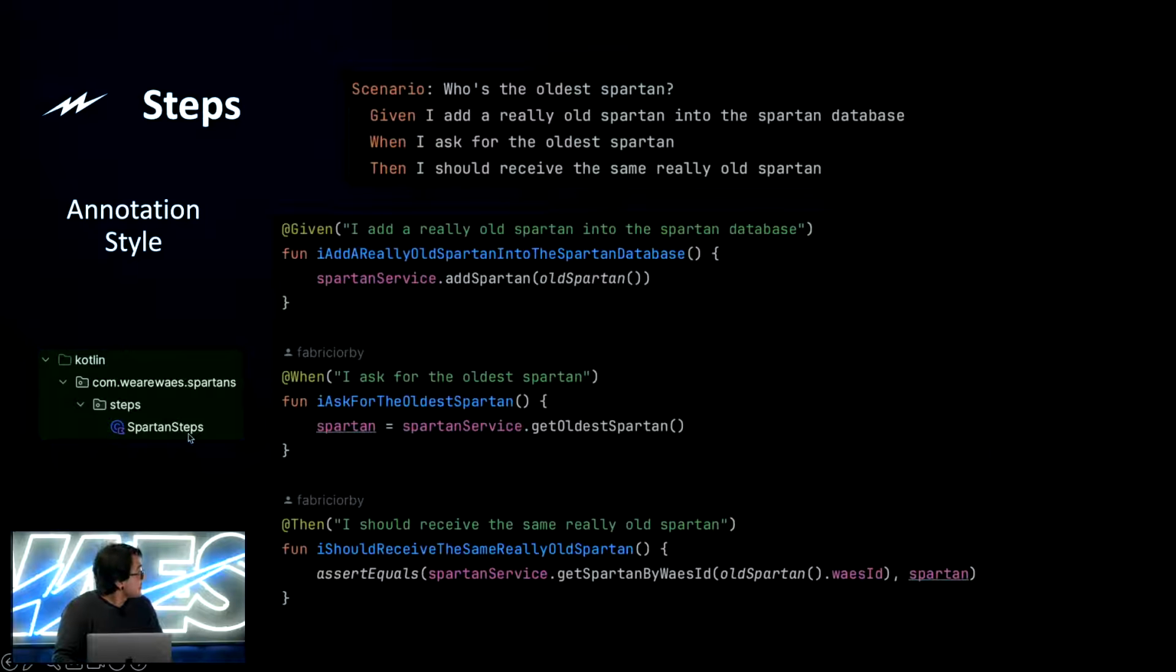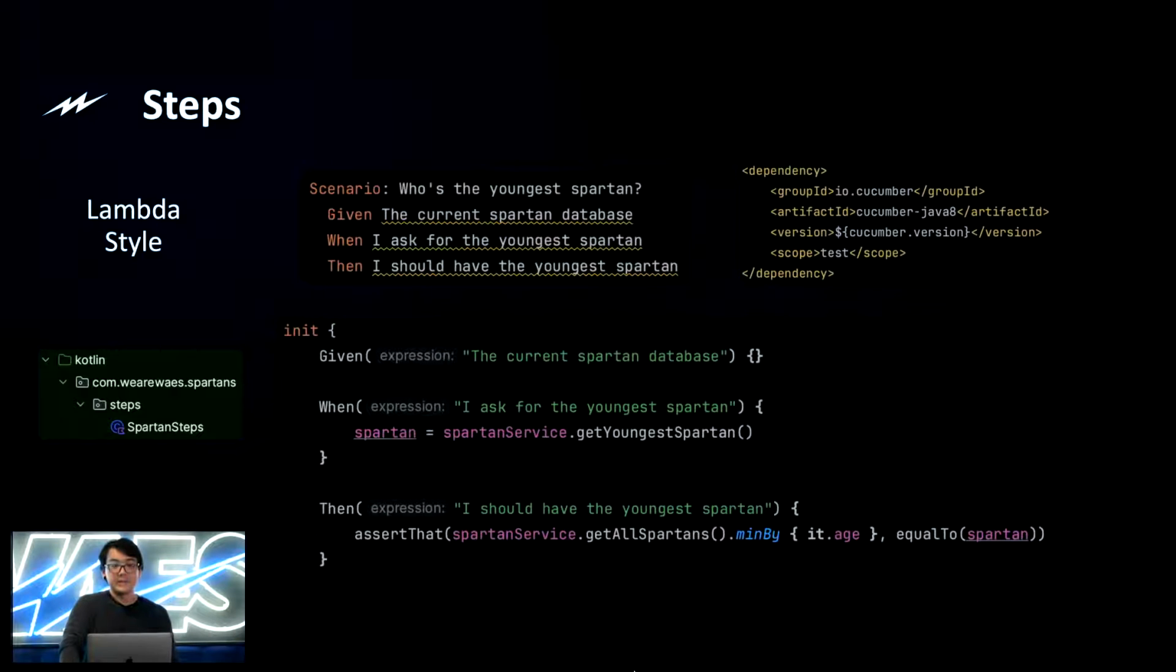In order to use this, I can just put it in a steps package, and everything is going to work. As you can see, I have a mapping for each one of these texts. I can also use the Lambda style. If I don't want to use annotations, I can use Lambda. Instead of putting the annotations, I write an anonymous function that will also relate to my text. But for this, you have to import another package called Cucumber Java 8, which has Lambda support.